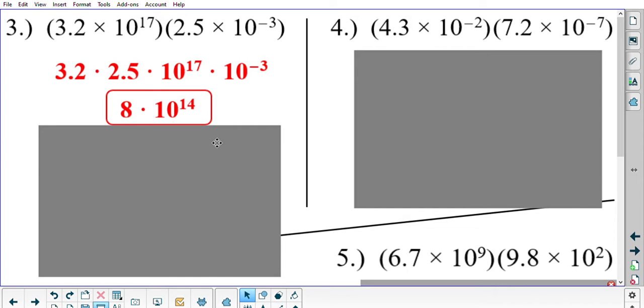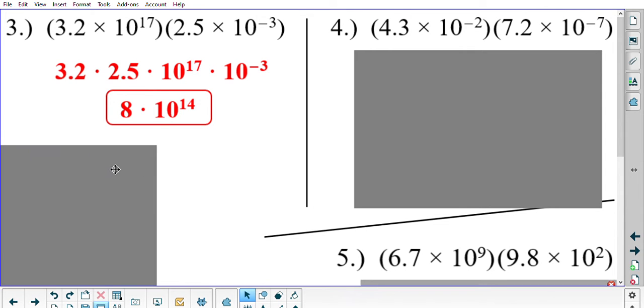And the nice thing about 3.2 times 2.5 is that it would give you 8.00, which is really just the same as 8. And so that is already in scientific notation because the first part of it, the 8, is a number that is already between 1 and 10. So that's what we need for scientific notation. All right, problem number 4.